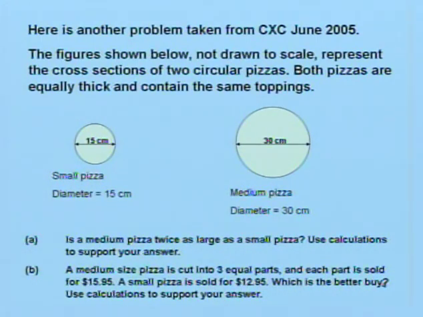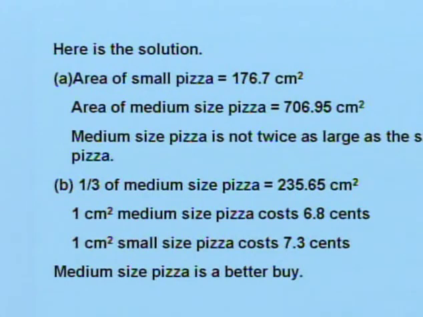A small pizza is sold for $12.95. Which is the better buy? Use calculations to support your answer. Here is the solution.